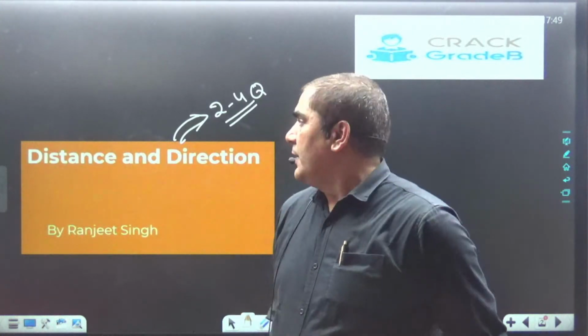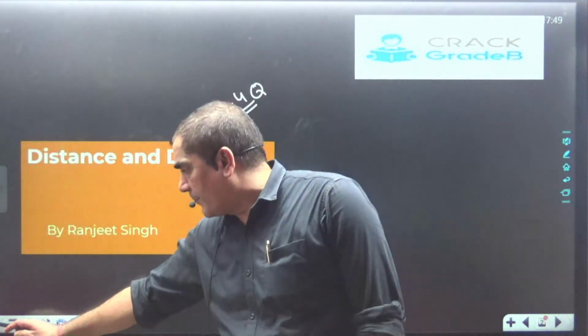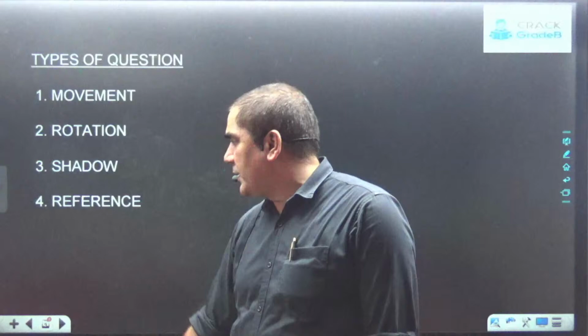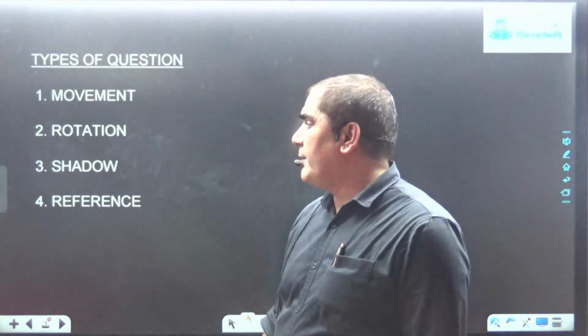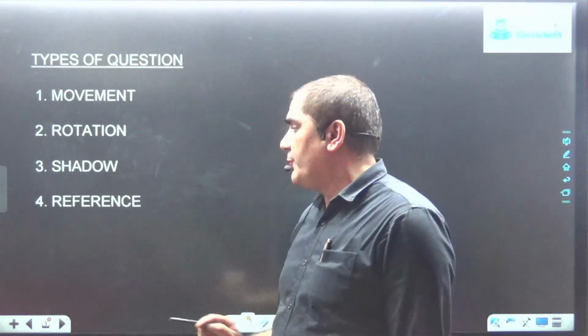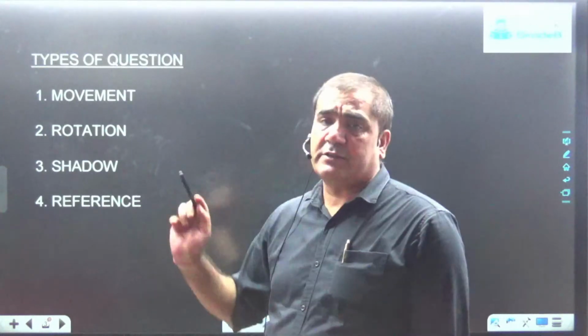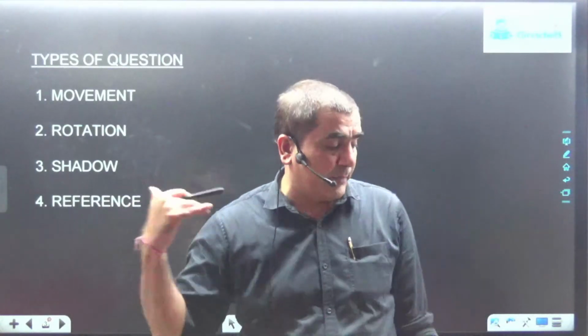Clear? Now, whenever I talk about this topic, distance and direction, the examiner is going to ask 4 different types of questions. First will be problems based on movement. Second will be problems based on rotation. Third will be problems based on shadow. And fourth will be problems based on reference. These are the 4 different types of questions that can be asked from this topic.